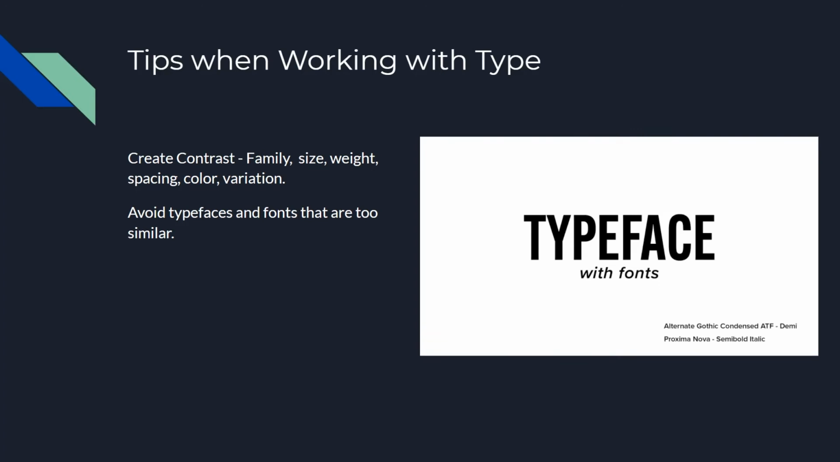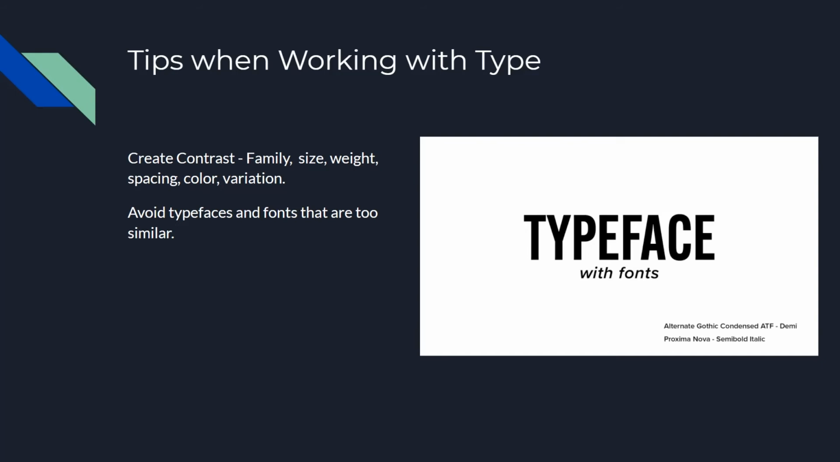Next, we want to create some form of contrast when we're working with type. And this can be done through, say, the typeface family, like the different fonts, or the size of your font, its weight, or its spacing, color, or variation. And we want to avoid typefaces and fonts that are too similar.